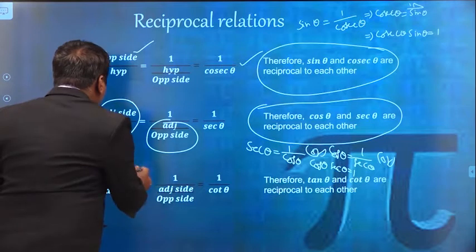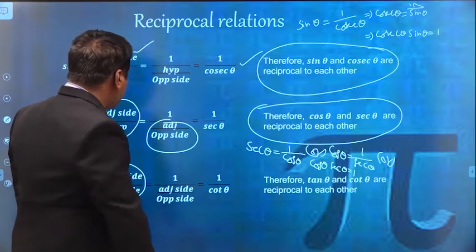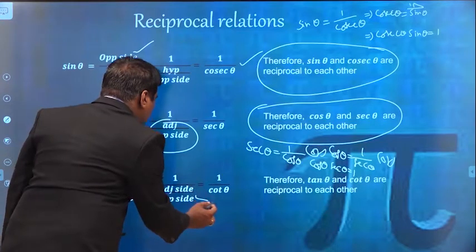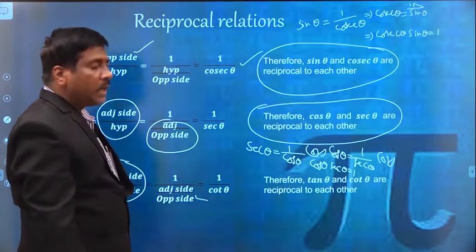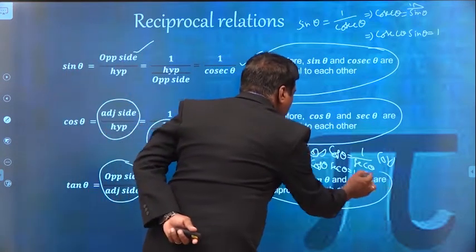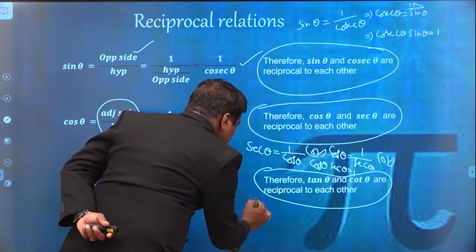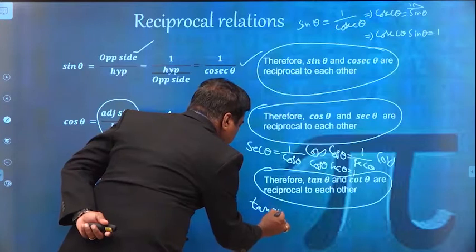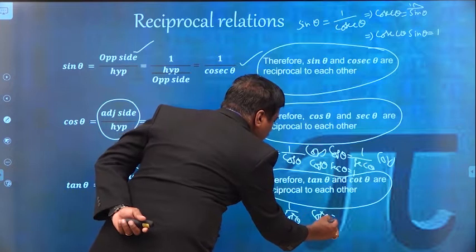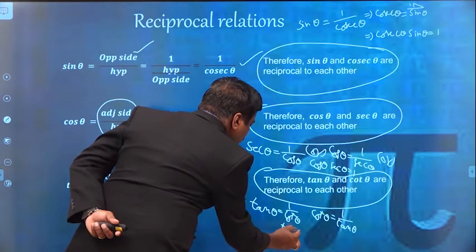In a similar way, tan theta is equal to opposite side by adjacent side. This I have to write as 1 by adjacent side by opposite side, which is 1 by cot theta. Therefore, tan theta and cot theta are reciprocals of each other. That means tan theta is equal to 1 by cot theta, and cot theta is equal to 1 by tan theta, and tan theta into cot theta is equal to 1.